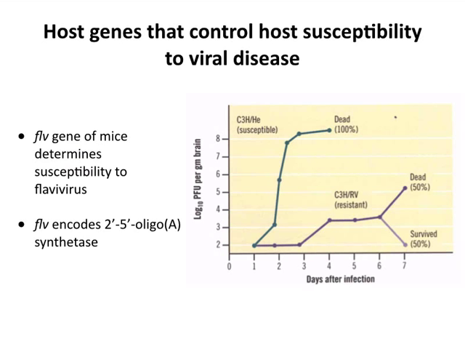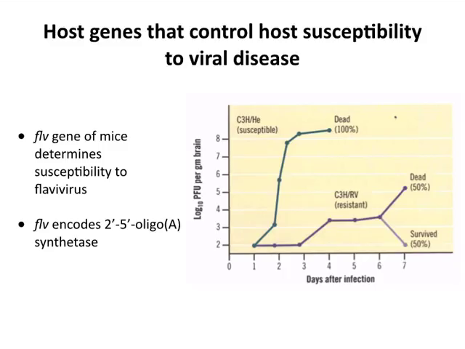So let's look at now some host genes that are involved in regulating virus disease. These are examples of virulence determinants. Here's one figured out by studying strains of mice that differed in their response to infection with a flavivirus.